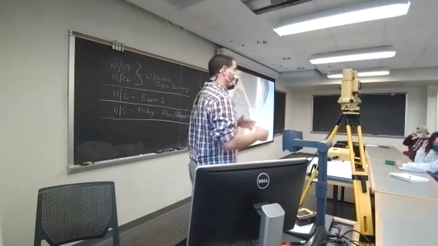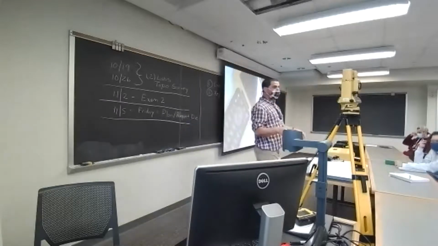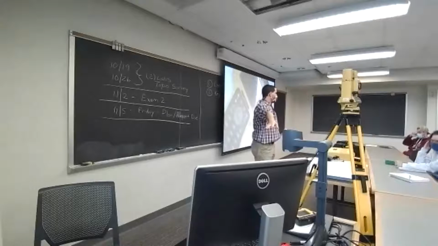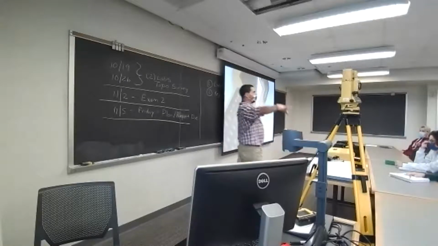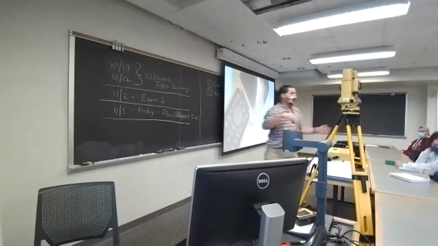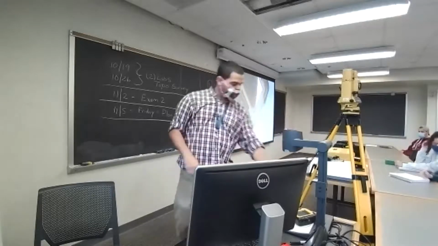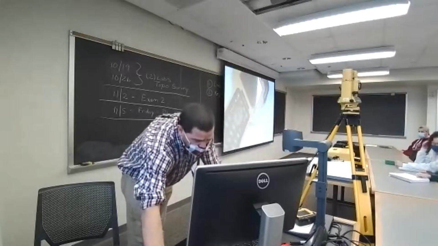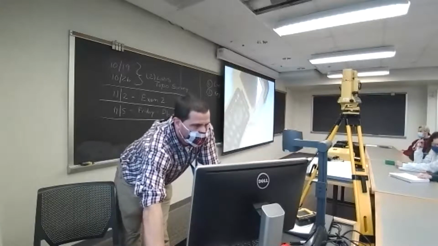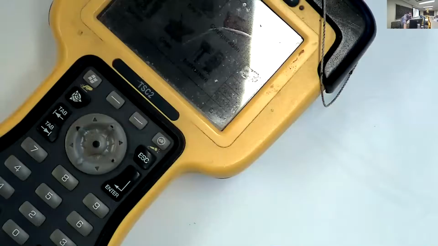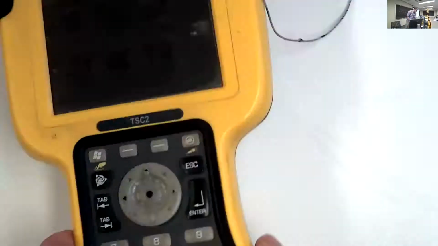Okay, so now you've got your points. They're preloaded into your data log. Pretend that I'm sitting on whatever control point you want, 1, 5, whatever. Okay. So now I'm going to go back to this. Okay.